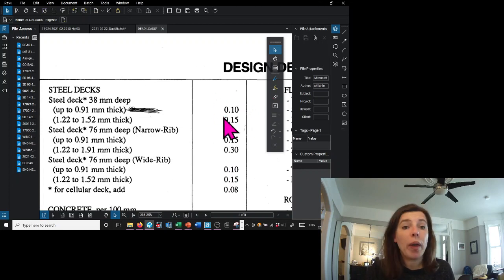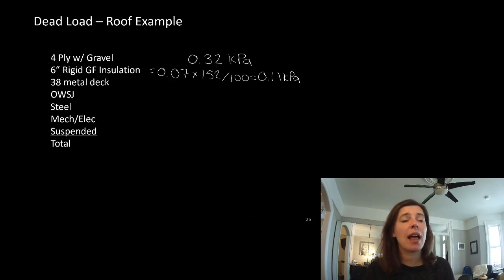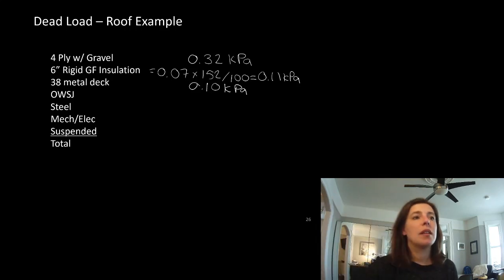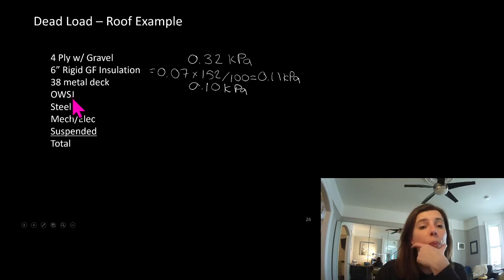We will use 0.1 kPa for the weight of the deck. So let's come back to our slide here. So 0.1 kPa. Now, open web steel joists.